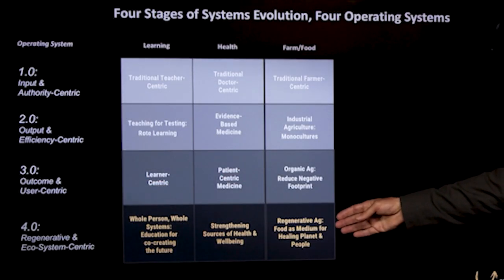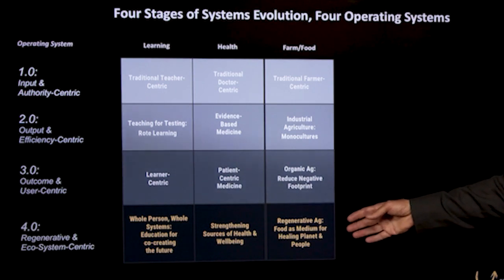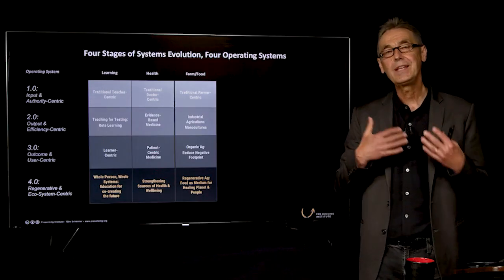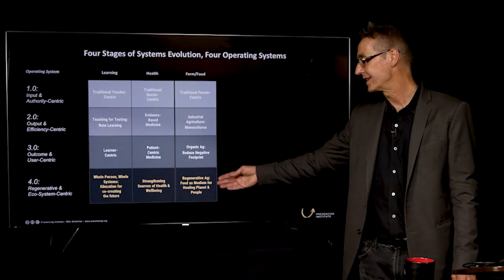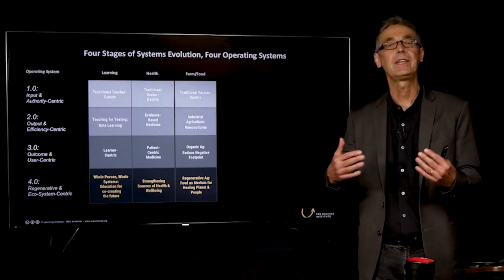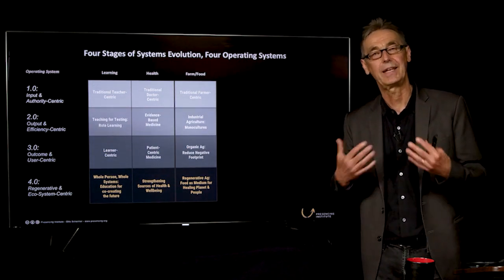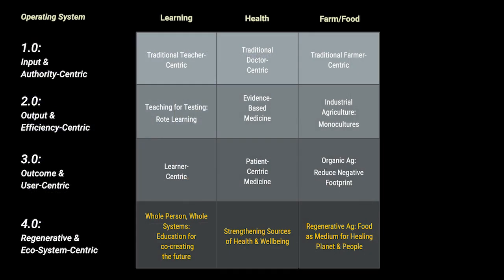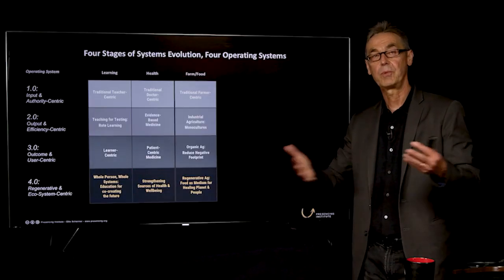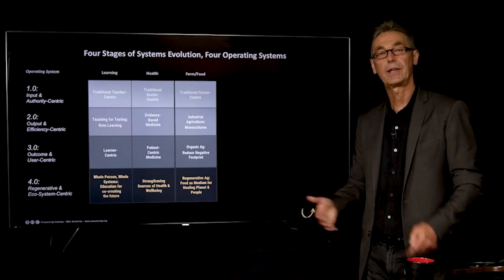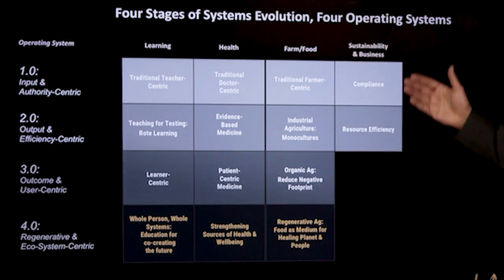Many of us believe that regenerative agriculture, which takes the approach of seeing food as a medium for healing planet and people, is a much more profound approach, co-evolving with Mother Nature in a way that is symbiotic, and not at war with these systems.